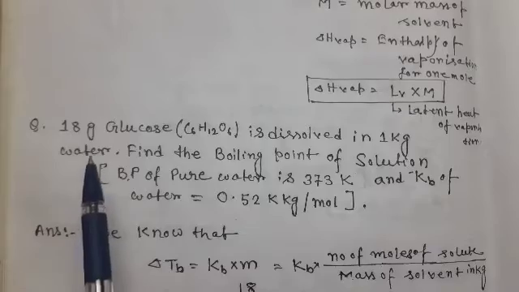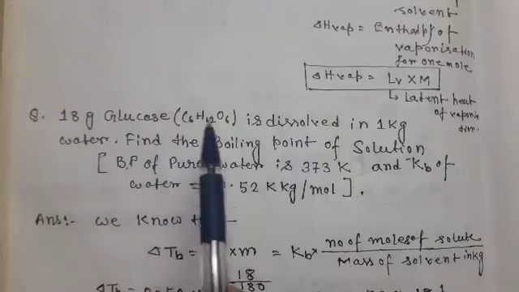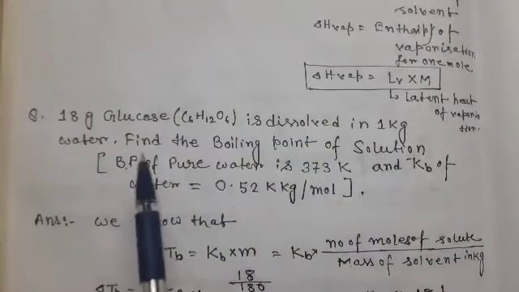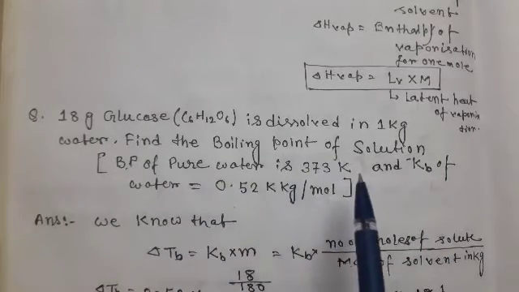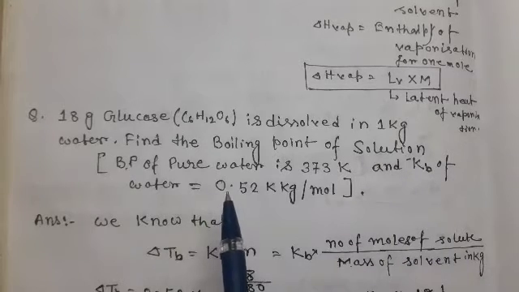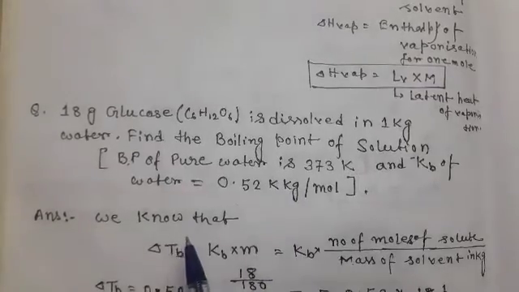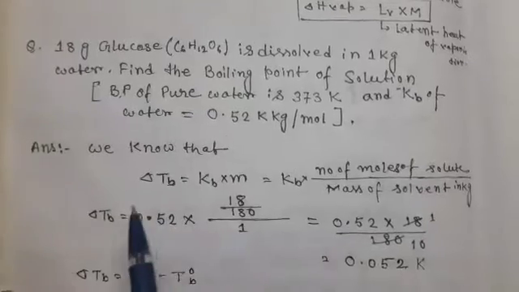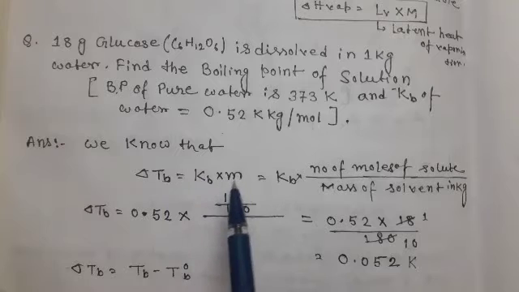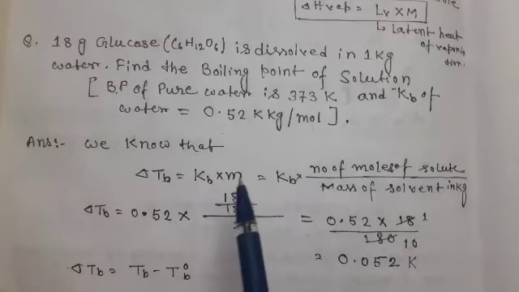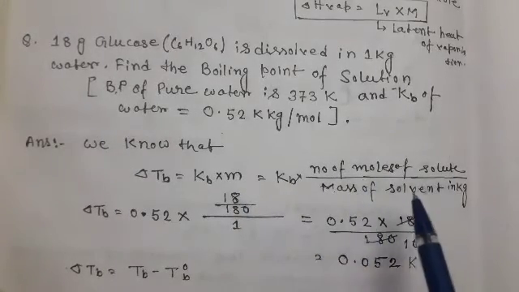Now we are going to discuss some numerical problems on the basis of this formula. 18 gram glucose is dissolved in 1 kg water. Find the boiling point of the solution if the boiling point of pure water is 370 Kelvin and Kb of water is 0.52 Kelvin kg per mole. Answer: we know the formula delta Tb, that is elevation in boiling point, is equal to Kb into m. Here Kb is the ebullioscopic constant and m is the molality of the solution. Molality means number of moles of solute divided by mass of the solvent in kg.